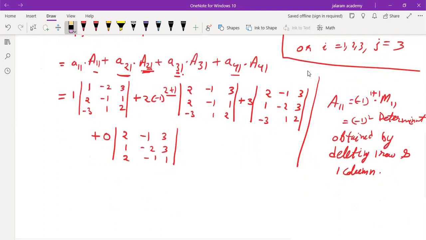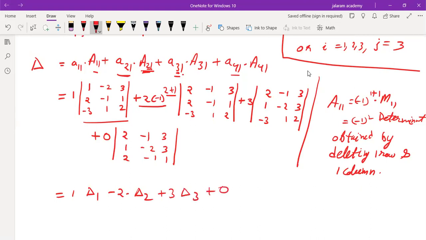So now we have to expand this 3 cross 3 determinant also with the same method. Or you can do one more thing. 1 into, you write delta 1, and assume this sum as delta only. We have to find delta, which is 1 into delta 1. And this now becomes 2 into minus 1 to the power 2 plus 1, which is minus 1 whole cube, which is minus. So minus 2 into delta 2. Next is plus 3 into delta 3. Next is 0. Means we have to find 3.